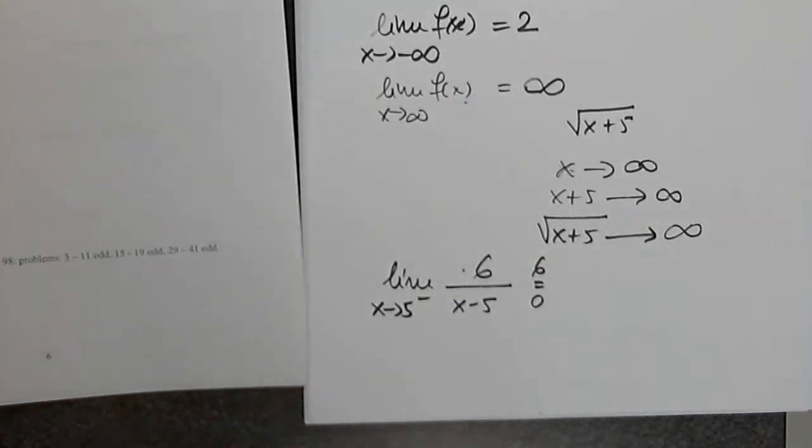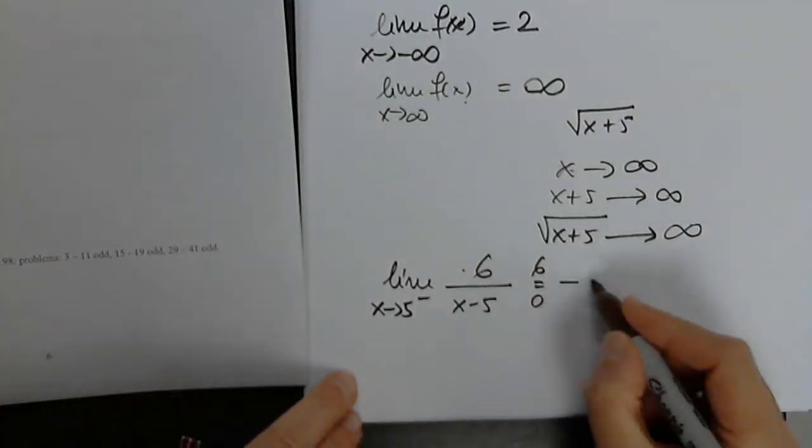Okay. In that case, let's see what happens. 5 from the left. Can you give me a number very close to 5 from the left of 5? Exactly, 4.9. Please plug in 4.9. Just imagine you plug in 4.9. The top is 6, and the bottom will have what sign with 4.9? Negative. So a positive number over a negative number. What sign do I get? So the answer is negative infinity.